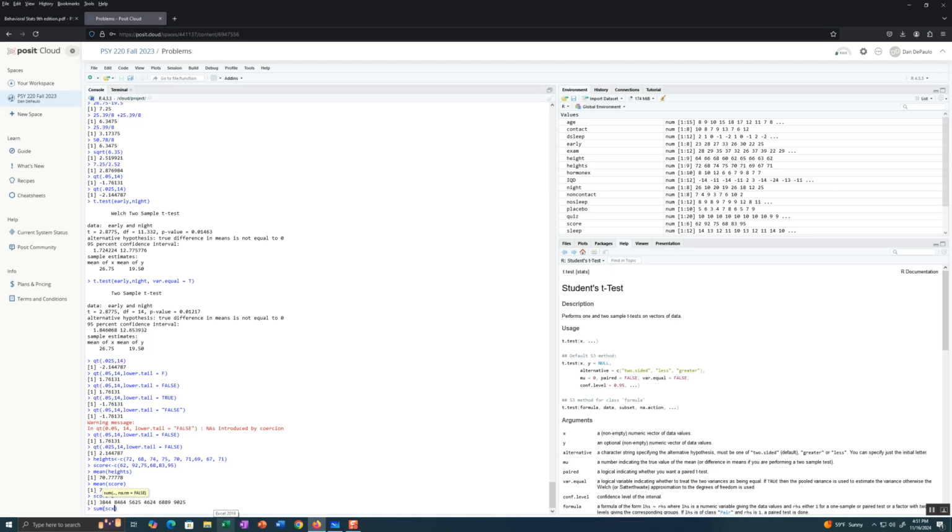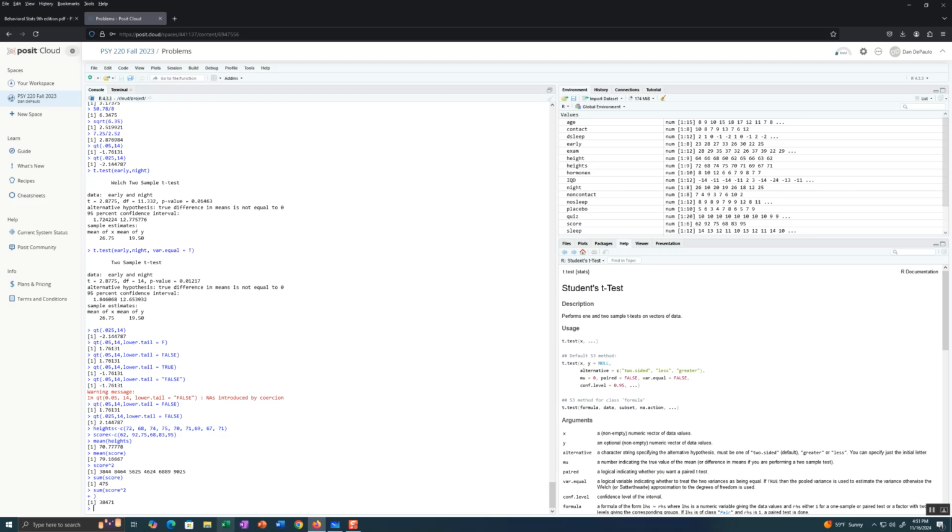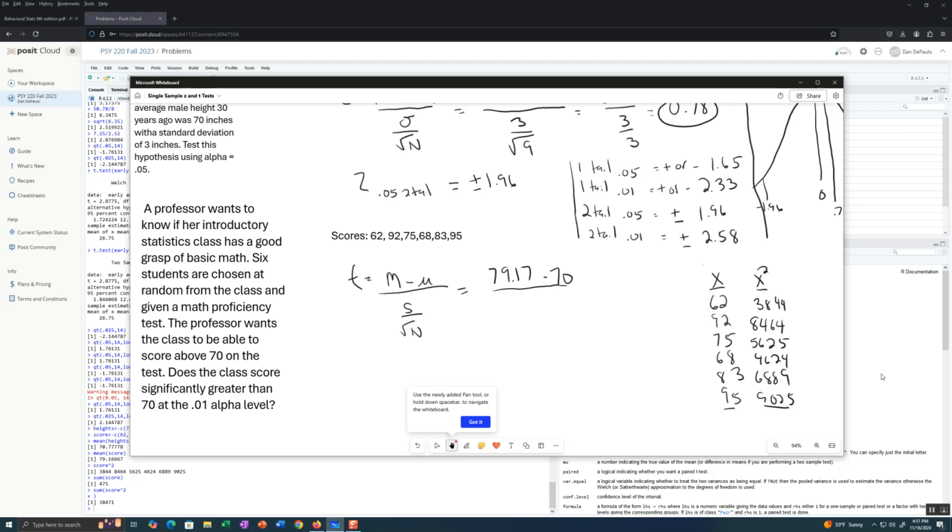So sum of score first, and then sum of score squared. 38,461. So 475 for the x values. So this sum of x is 475 here, and this sum of x squared is going to be 38,471.